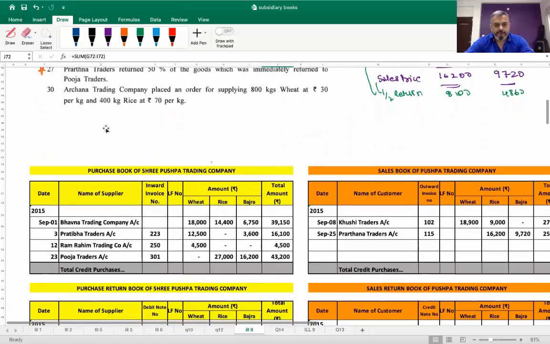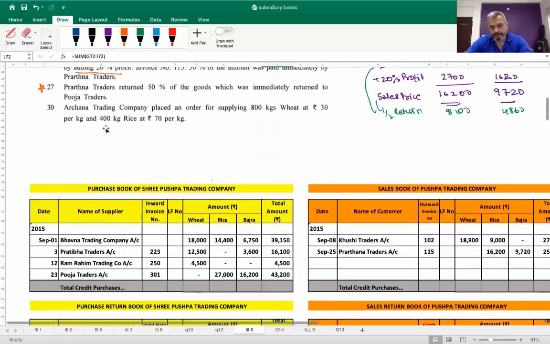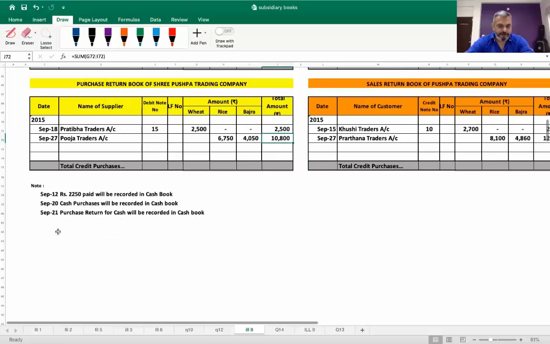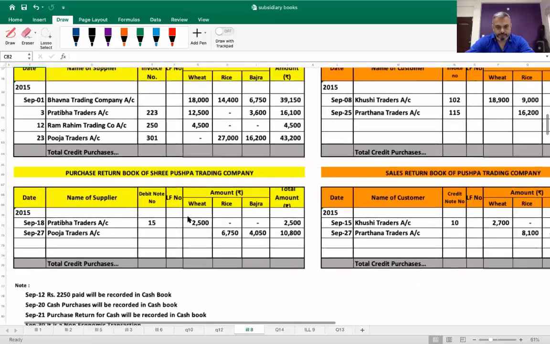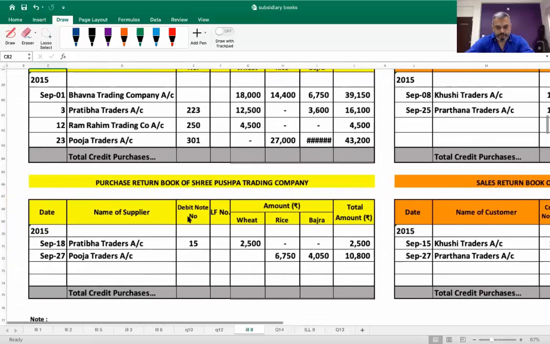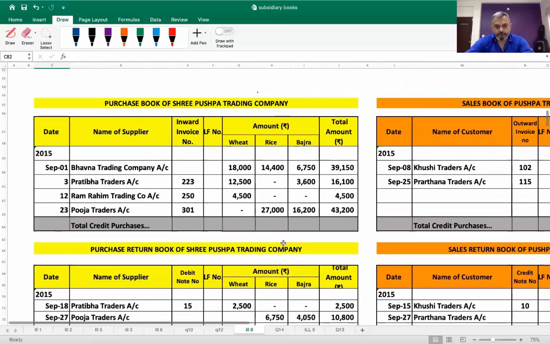Last one, Archana Trading Company placed an order for supplying. Okay, so directly let's write a note. September 30th. It is a non-economic transaction. It is a non-economic transaction. Now do the totals.